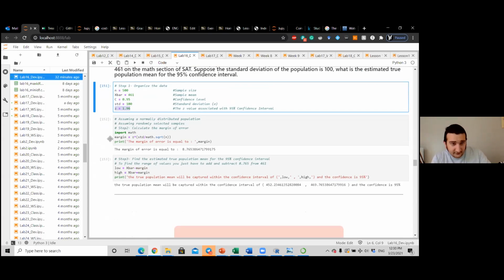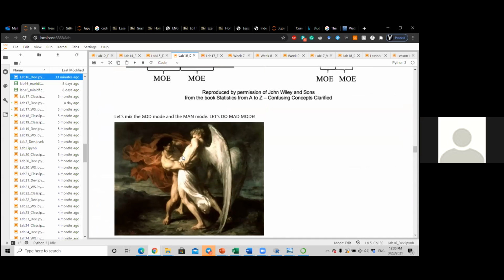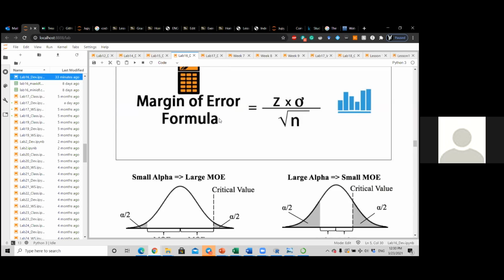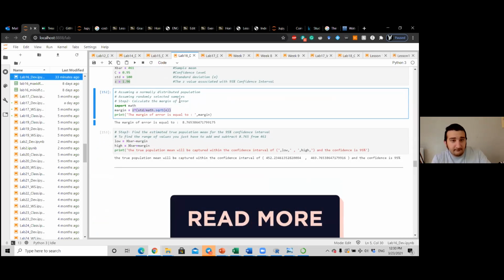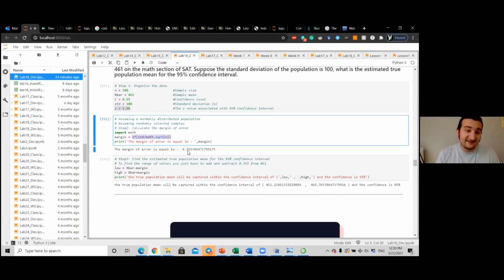Now, I'm going to import math. I'm going to calculate my margin. How am I calculating my margin? Using the formula given above. Yes. So I'm multiplying my z-score by my standard deviation, and I'm dividing that by the square root of my sample size. And my margin of error is equal to 8.76.